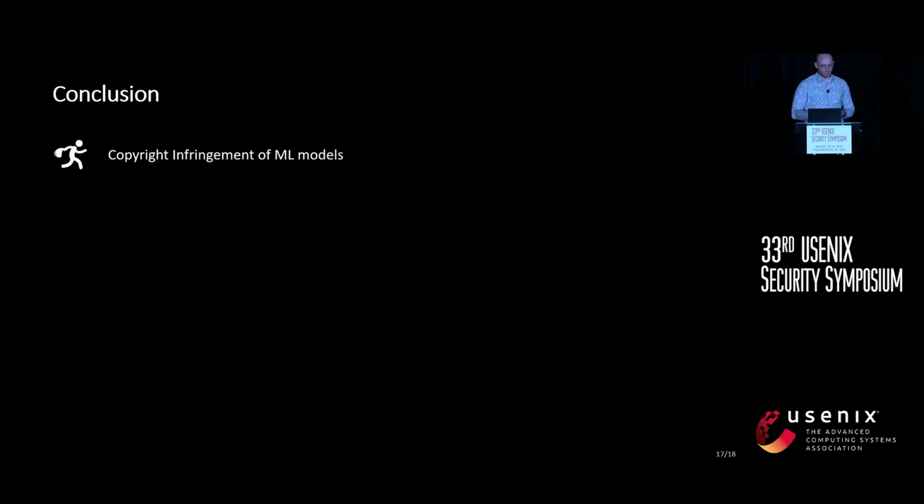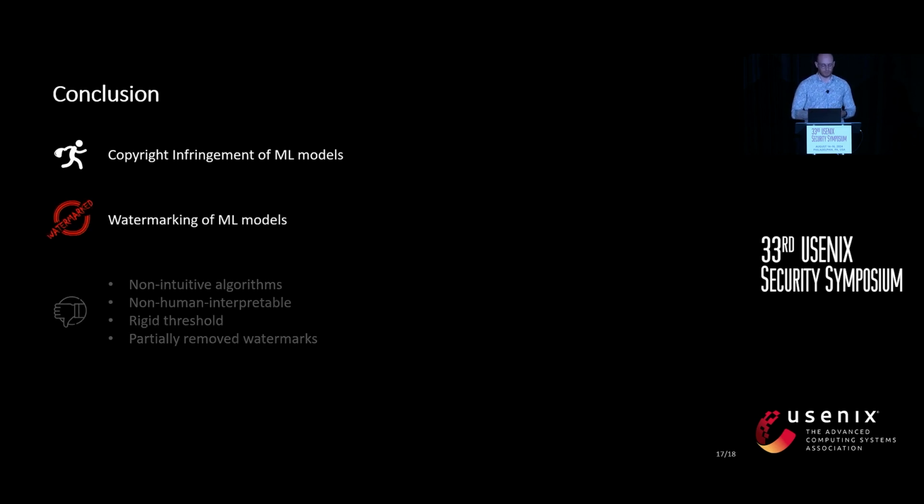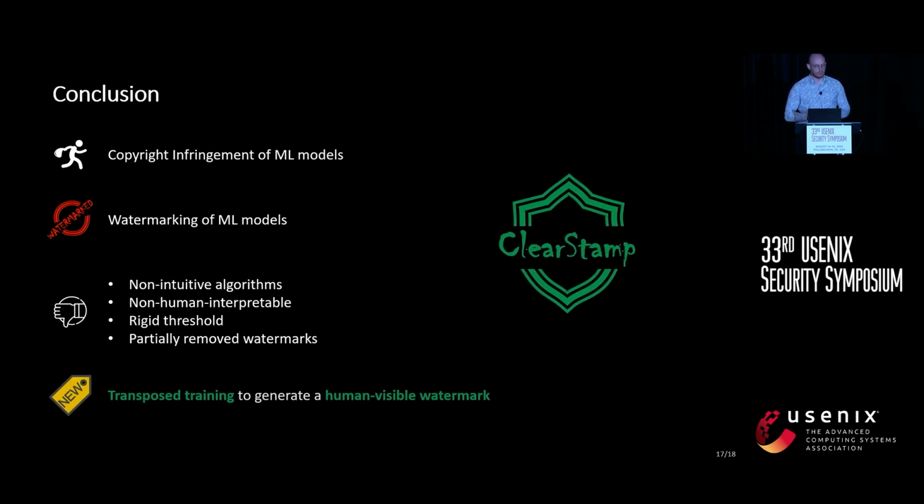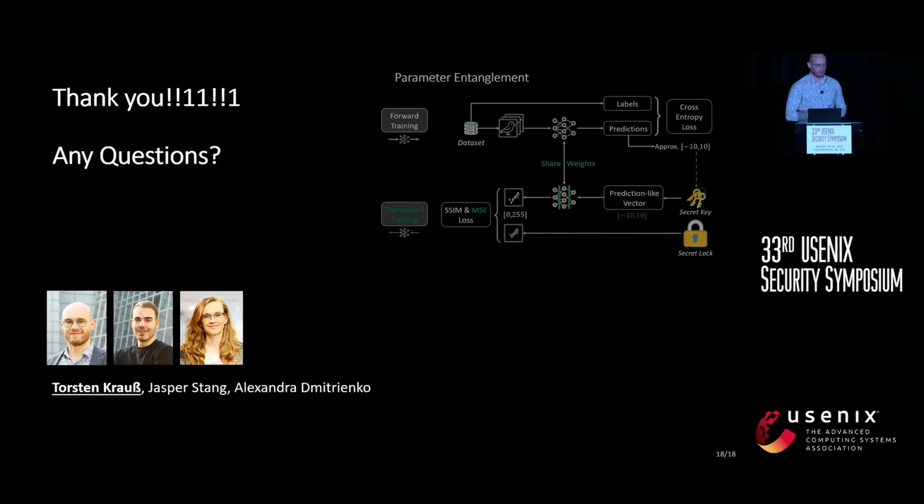And as a conclusion, I can say that copyright infringement of machine learning models is a real threat and that therefore we watermark our models. The existing approaches are often non-intuitive, have rigid thresholds, and especially against partially removed watermarks, they are not optimal. And therefore, we proposed ClearStamp, a method using transposed training to generate a human visible watermark, which has not been done so far. So now I'm happy to take your questions.